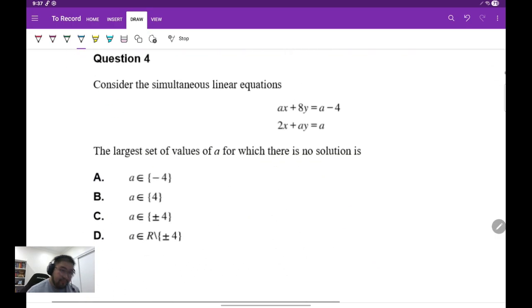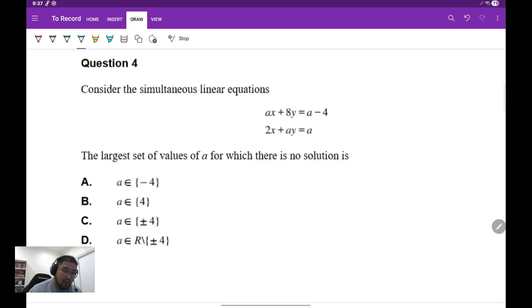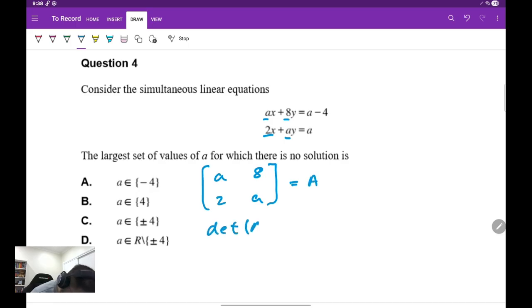All right, next question. This one has multiple ways of answering it. I like to use this way, where we use the determinant. So if we use the determinant, let's take the coefficients, a, 8, 2, a, and let's call that A. We're trying to find when the determinant equals 0. So for those of you that know how to find the determinant, it's going to be a squared minus 16 equals 0. Therefore, a squared is equal to 16. A is equal to plus or minus 4.